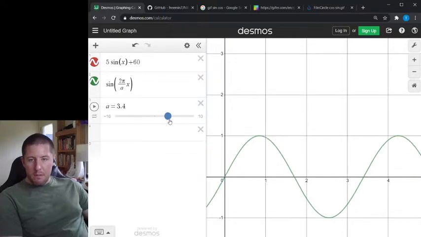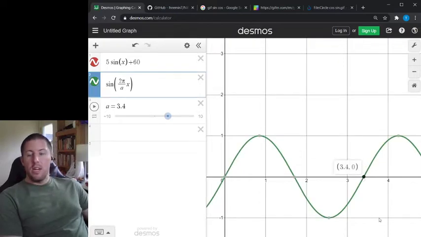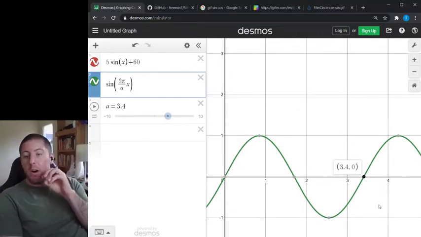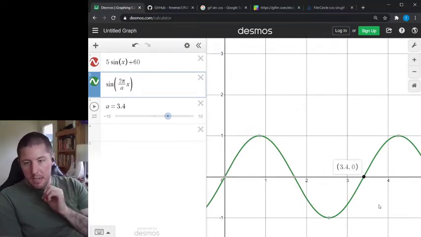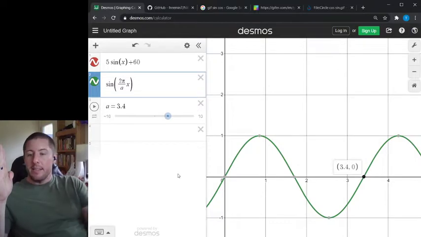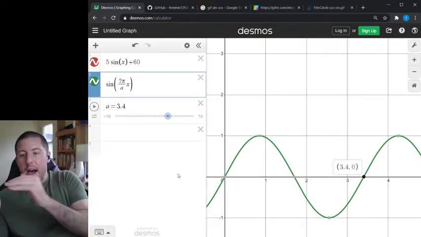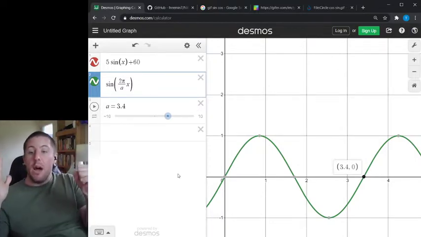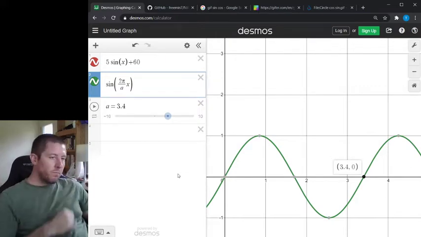I could make it awkward fraction amounts, right? 3.4, up, down, up again, in 3.4 units is how long it took us to do that right there. So I feel comfortable with this setup that I made. 2 pi over whatever you want your period to be will give you your desired period of that sine function right there. Multiplying by the 2 pi scaled us down to a period of 1. Dividing by A stretched it from 1 out to whatever you wanted it to be.